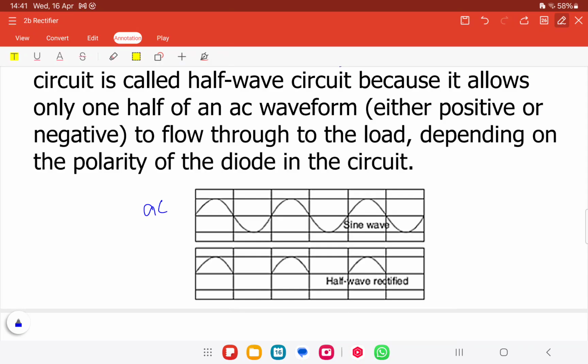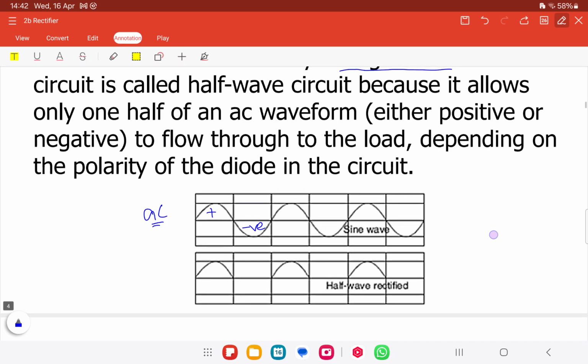Okay, so this is the AC signal from the supply. For the half wave, this is the positive cycle, right? The lower one is the negative cycle. For the sine wave, it has a positive and a negative cycle. So for the half wave rectifier, it only rectifies one cycle.